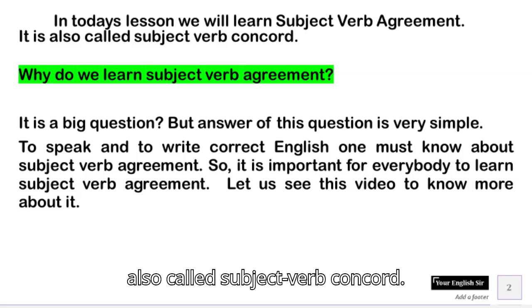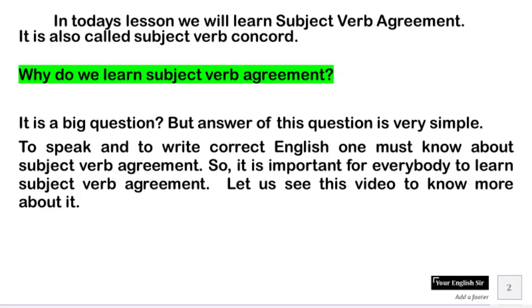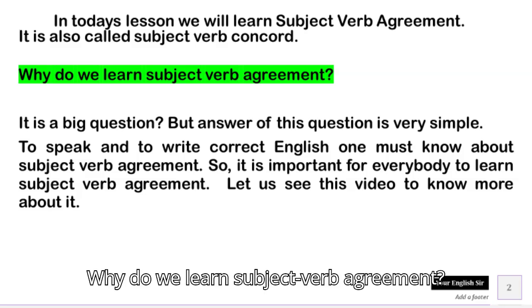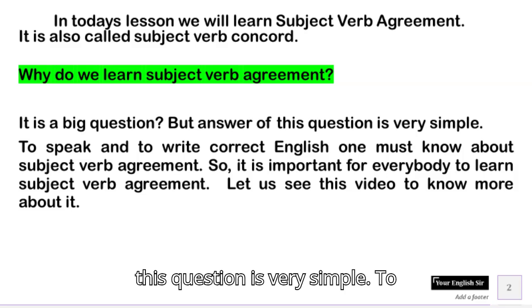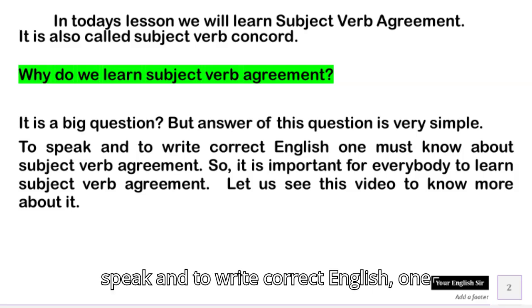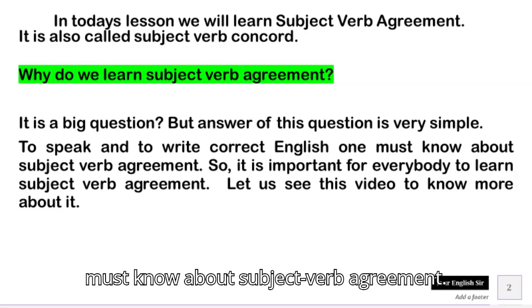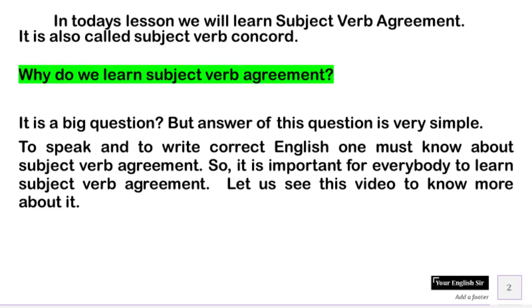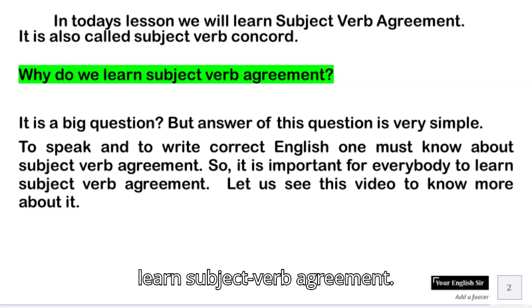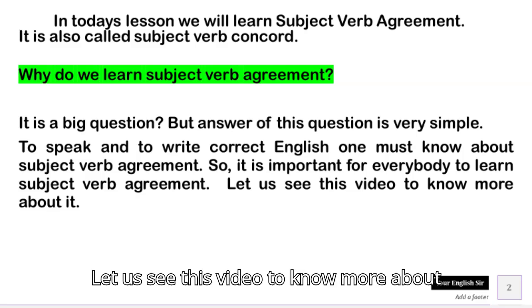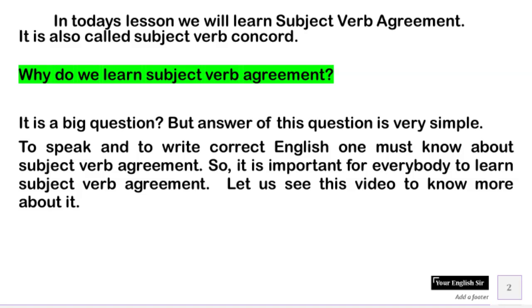It is also called subject-verb concord. Why do we learn subject-verb agreement? It is a big question, but the answer to this question is very simple. To speak and to write correct English, one must know about subject-verb agreement. So, it is important for everybody to learn subject-verb agreement. Let us see this video to know more about it.